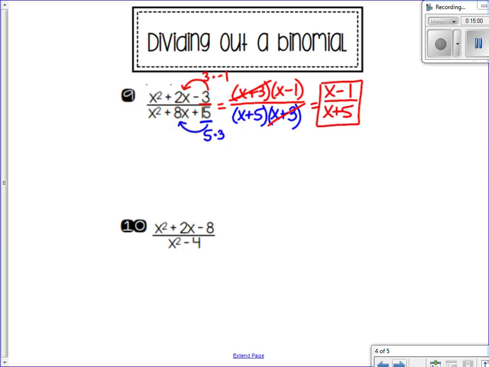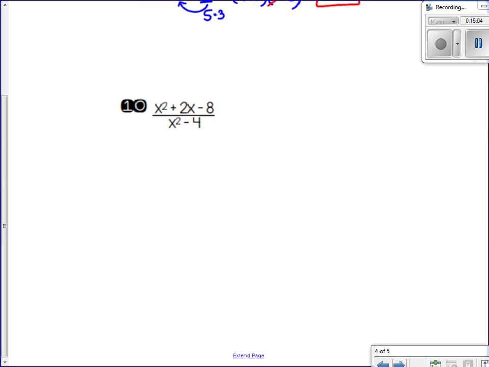All right, looking at number 10. Number 10, we're going to do the same thing. We're going to factor out everything we can. So I need two factors of -8 that add up to 2. Okay, so factors of -8, that would be 4 times -2. So to write 4 and -2 as factors, we would write x plus 4 and x minus 2.